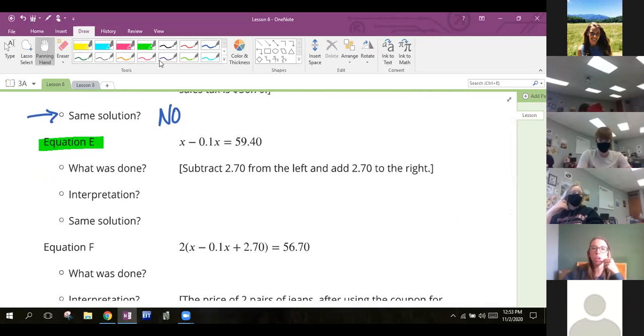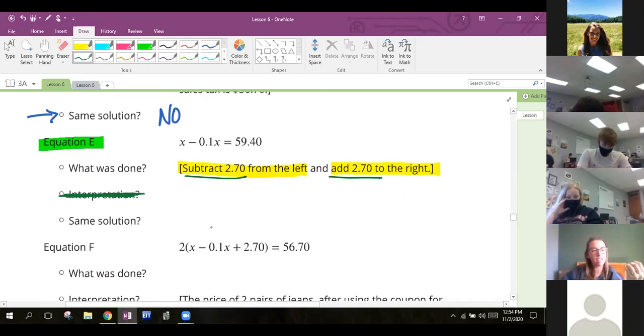Okay, now this one was already done for you. It said we subtracted 270 from the left, but we added 270 on the right. Okay, so did they do the same thing to both sides? No, they subtracted 270 on one side and they added 270 on the other. So is it going to have the same solution? No.